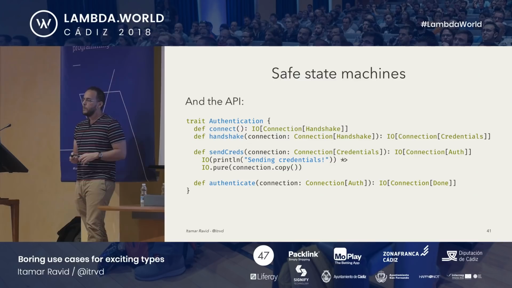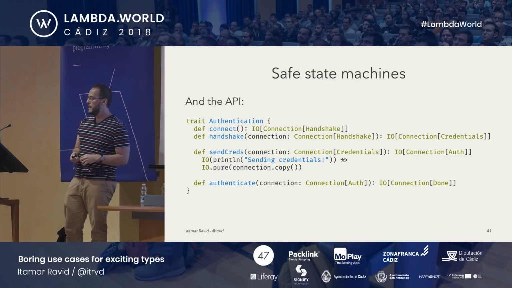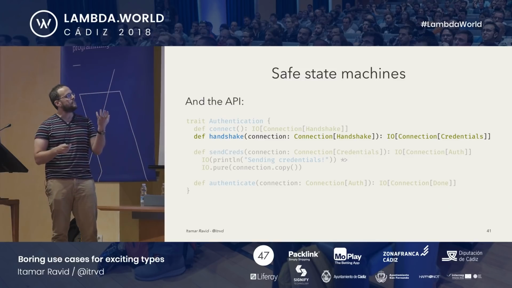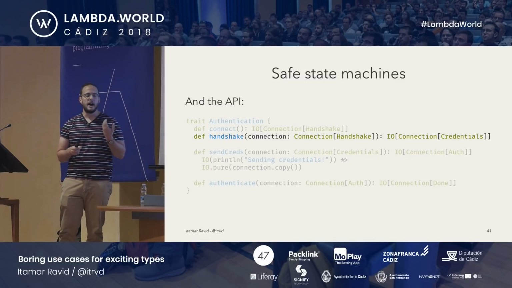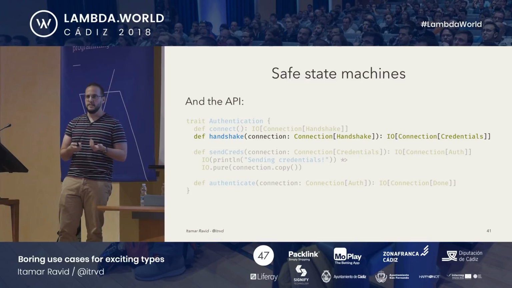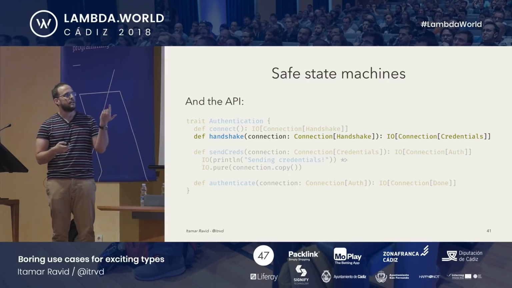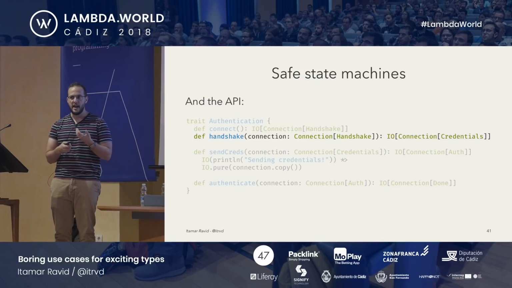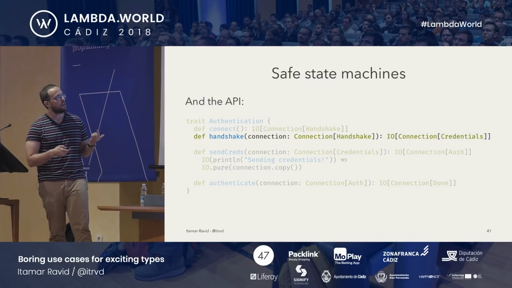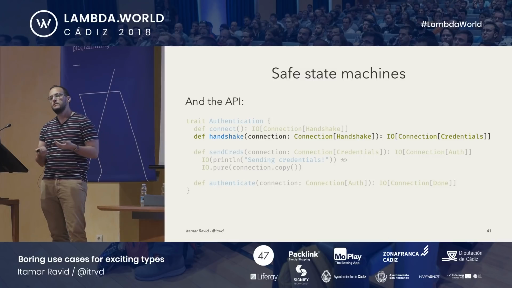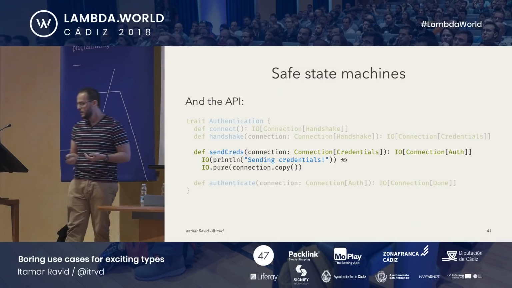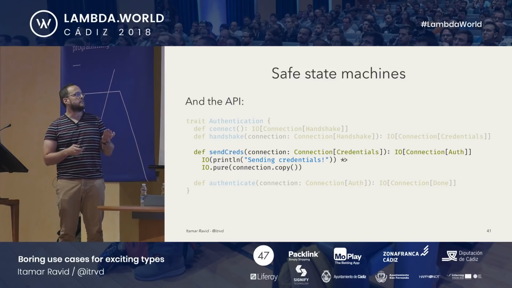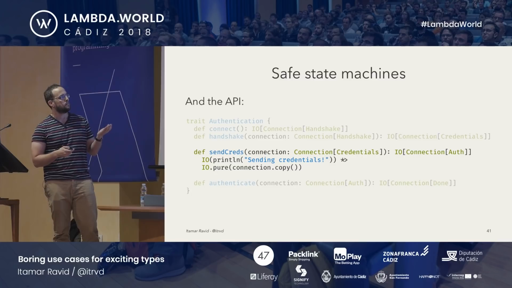And now, what I can do is modify my API to take a connection of the expected state and return an I/O of connection with the next state. So for example, handshake will only be performed on a connection that expects to be in the handshake state, and will return a connection that has transitioned to the credential state. And making this work with the functions is not very problematic.